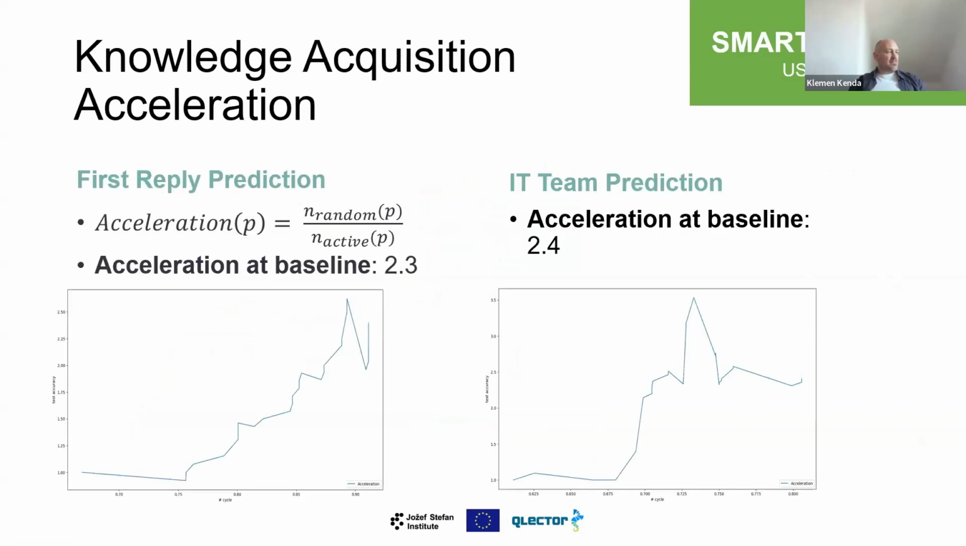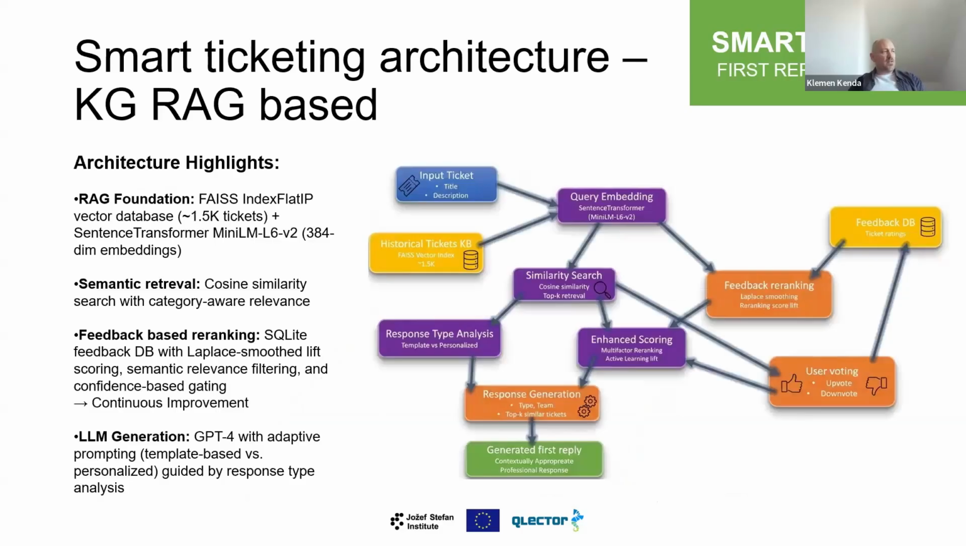We also calculated something that we called acceleration. So how much faster can we achieve the same accuracy of the model by using active learning compared to random sampling? We see that this is drastically above 1. On average, at the end of our training process it is about 2.3 and 2.4 for two different use cases, which means that you need more than two times less labeling to come up with the same models.